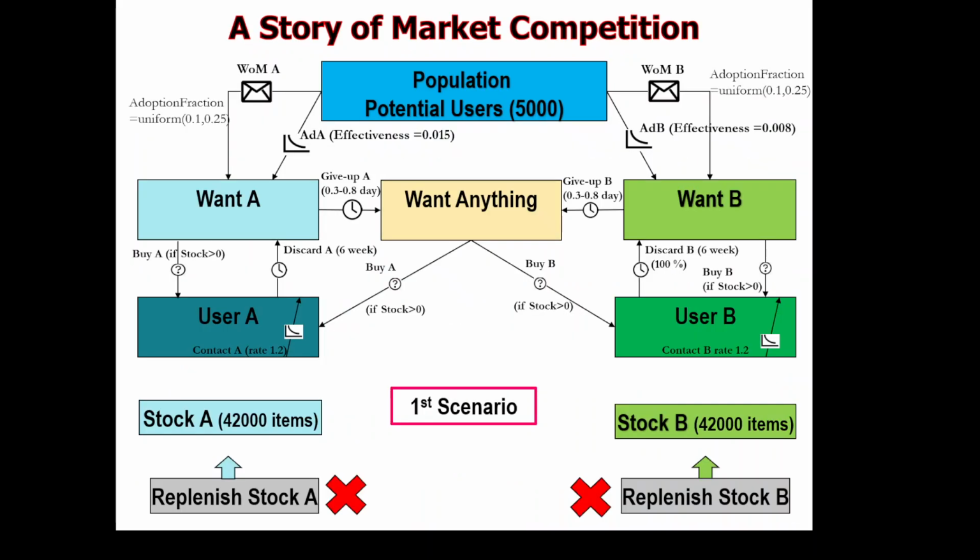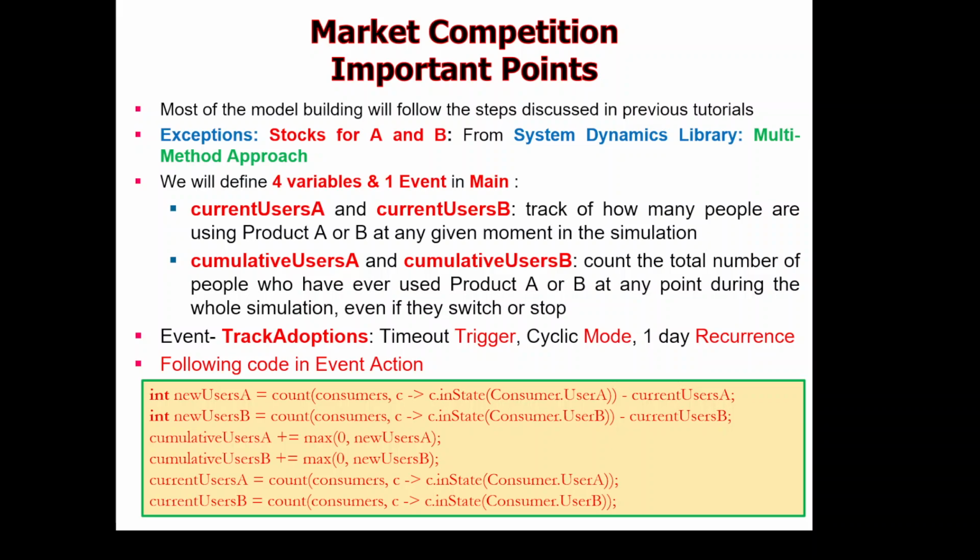So this is the state chart that we have made in AnyLogic in our last video, and we have defined all the transitions. So in our first lecture, in the introduction of the problem, we discussed that in addition to making the state chart, we will be defining the stocks, which, by the way, we have already done in, I think, the first or second lecture. And then we were going to define 4 variables and 1 event in the main.